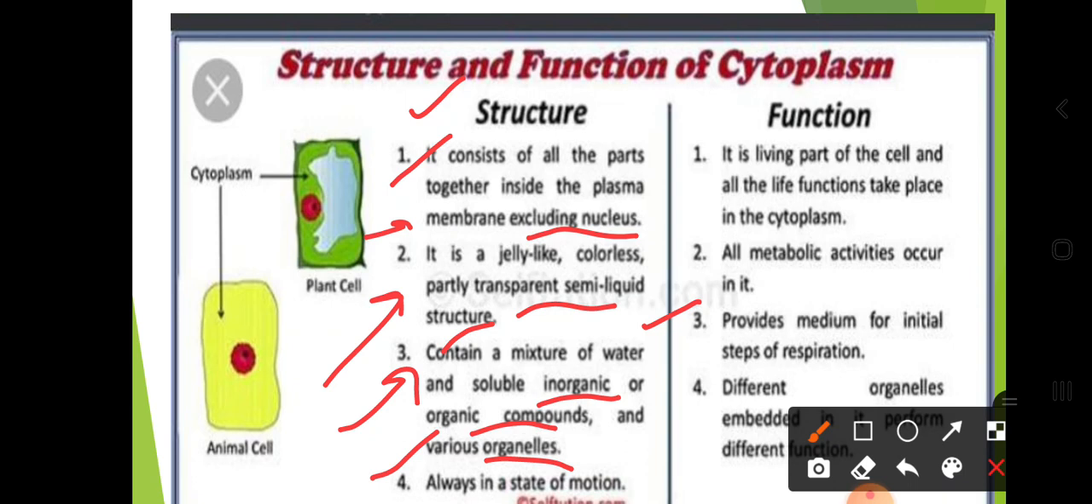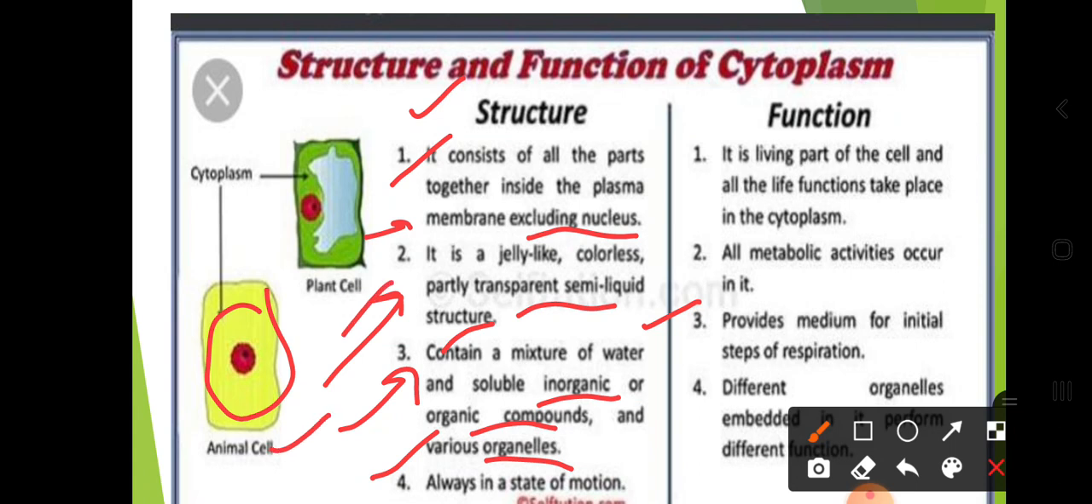It is always in motion. It does not stop in one place itself. Always it is moving. So, this is the main structure of the cytoplasm. Where is it present? It is present in the plant cell as well as the animal cell.